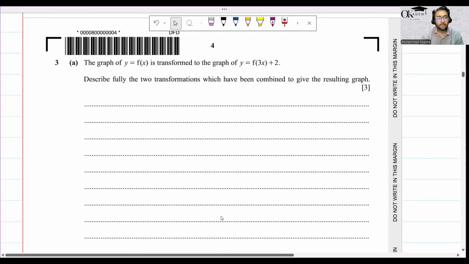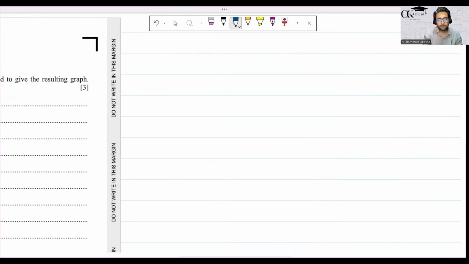Right, next. The graph of y equals f of x is transformed to the graph y equals f of 3x plus 2. Describe fully two transformations which have been combined to give the resultant graph. I'll give you an overview of the transformations. I hope you remember that let's say our parent function is f of x, right?